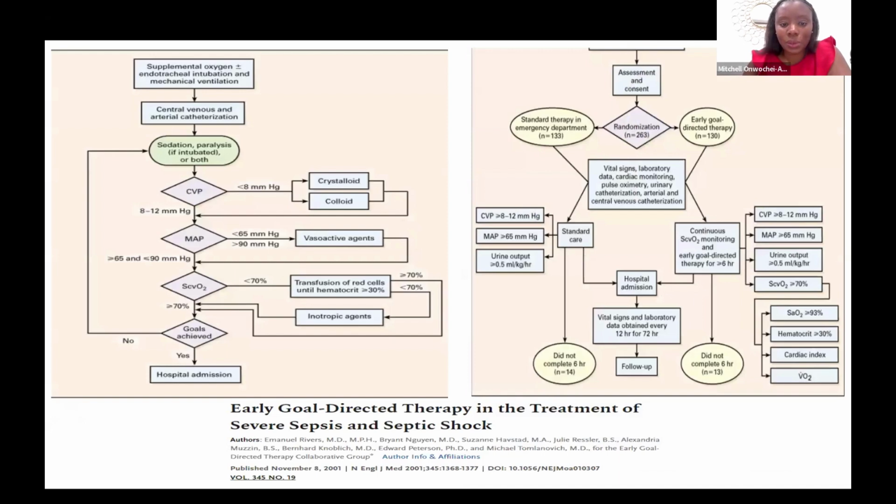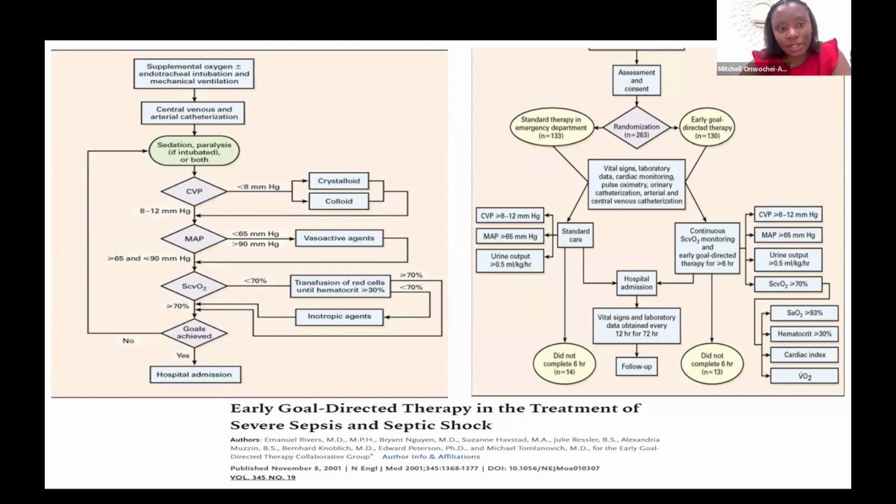And in 2001, Dr. Rivers published a study on early goal-directed therapy in the treatment of severe sepsis and septic shock. So he would take patients who presented to his emergency room in septic shock, and within 6 hours, place a central line and go through this algorithm. So they will check the CVP. If it was less than 8, they would assume patients are hypovolemic. They would give crystalloids and colloids until they got a CVP of 8 to 12.